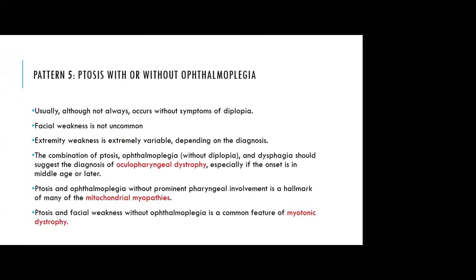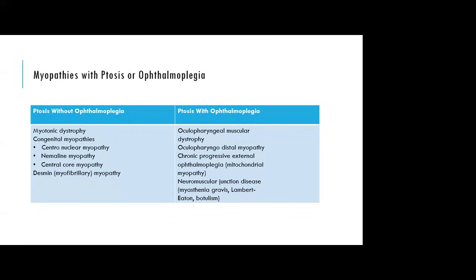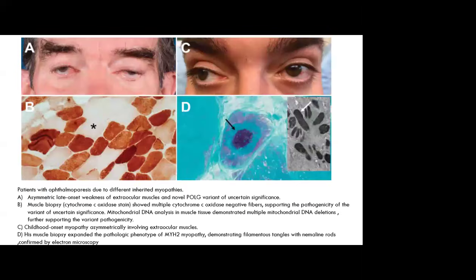Those are the classic examples, as I already mentioned, but these are the others, those without ophthalmoplegia: myotonic dystrophy, congenital myopathies, and then myofibrillar myopathies. Ptosis without ophthalmoplegia will be OPMDs, then mitochondrial and neuromuscular diseases. This picture shows the ptosis with ophthalmoparesis due to the inherited myopathies.